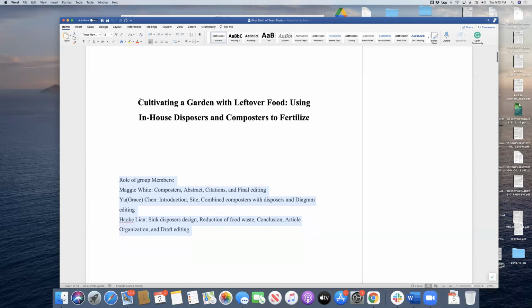So this project was about cultivating a garden with leftover food. They talk about how you can take the leftover food and create compost, so that you can use it as a fertilizer for the garden in your system.